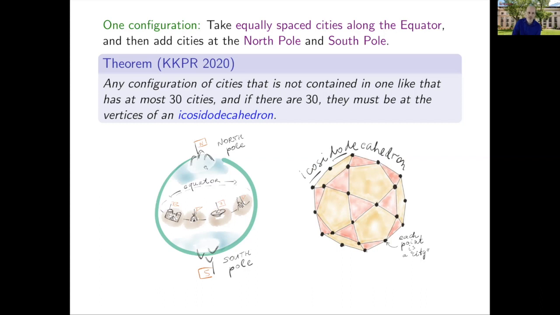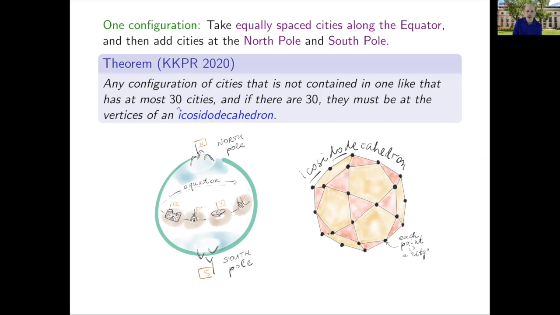And that's not all you can do. You can also put a city at the North Pole, because that will be a distance of 1/4 from each of these equator cities. And you can also put one at the South Pole. That's okay too. So you can actually get as many as you want, because you can start with n equally spaced cities on the equator, and then have 2 more on the North and South Pole. But what we showed is that if you don't have a configuration that's contained in one of these, then the maximum number of cities it can have is 30.